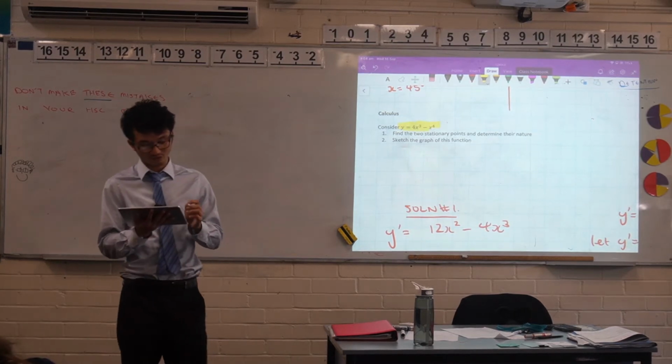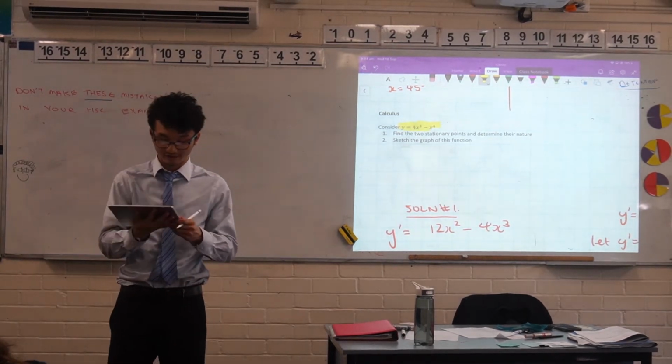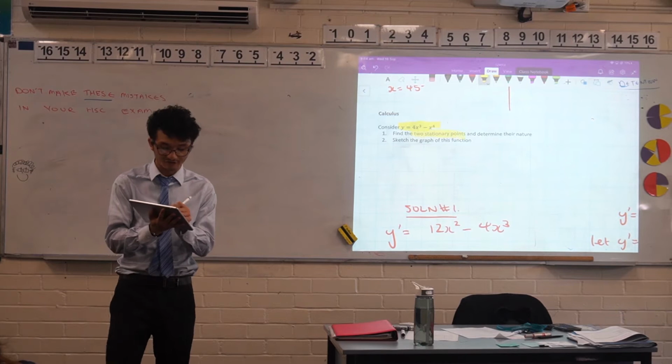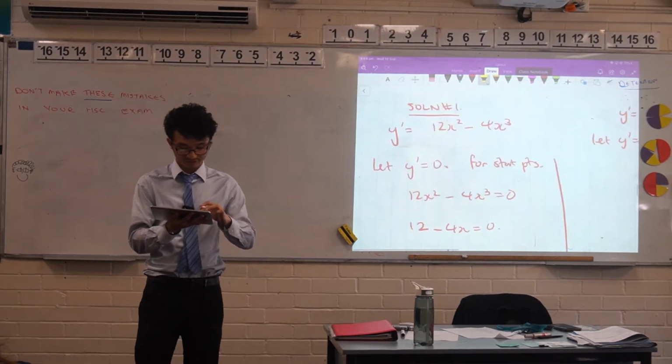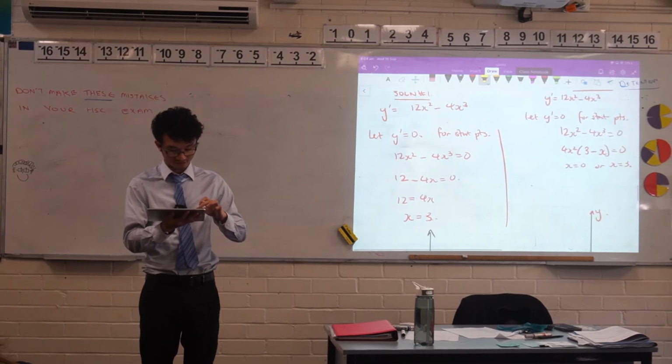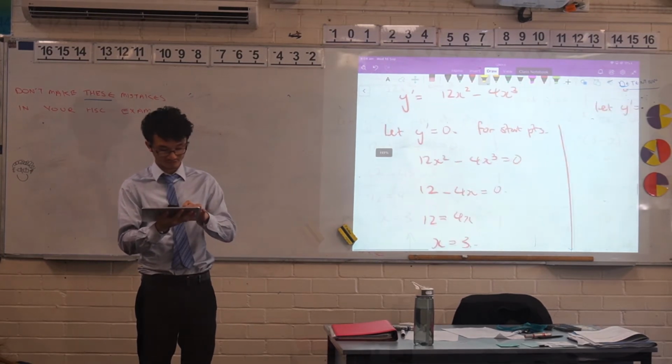Y equals 4x cubed minus x to the 4. They commonly love to get you to graph these by first finding stationary points, determining their nature, and then sketching the graph. Here is our first solution.